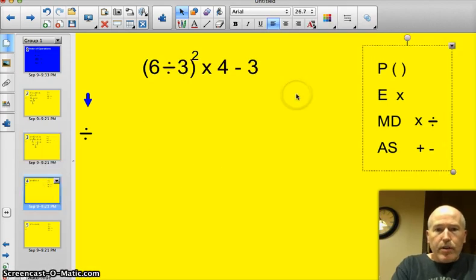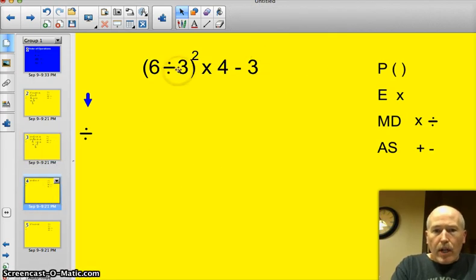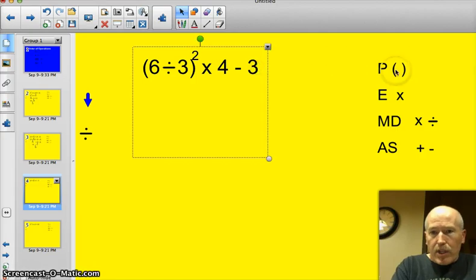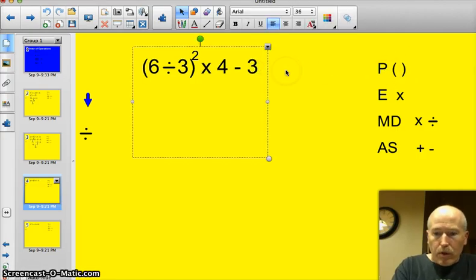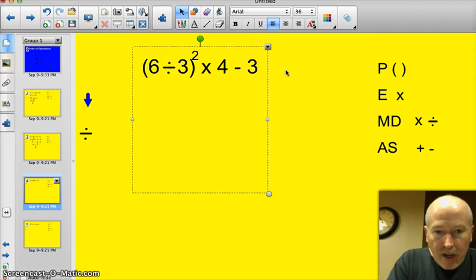All right, here's the 4th problem. All right, we've got another exponent, but notice that the exponent this time is outside the parentheses. So I have to start within the parentheses, remember. So go ahead and give that a shot. So 6 divided by 3, it's going to be 2. I'll move that guy over a little bit.